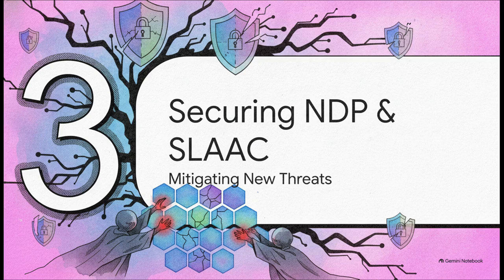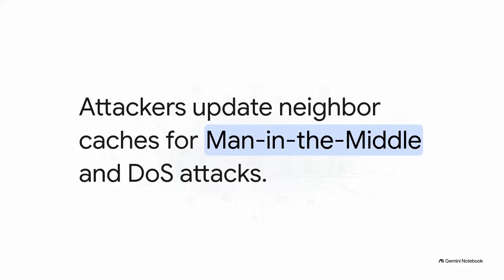That takes us to Section 3, Securing NDP and SLAAC, and mitigating these new threats. So what's the actual threat here? Without explicit protections, malicious actors sitting on your local segment can spoof Neighbor Discovery Protocol, or NDP, messages. When they pull this off, they trick the other hosts on that segment into updating their neighbor cache. Suddenly, traffic that was supposed to go to a legitimate victim is redirected right through the attacker's machine.